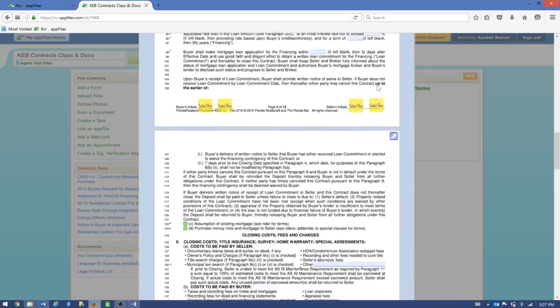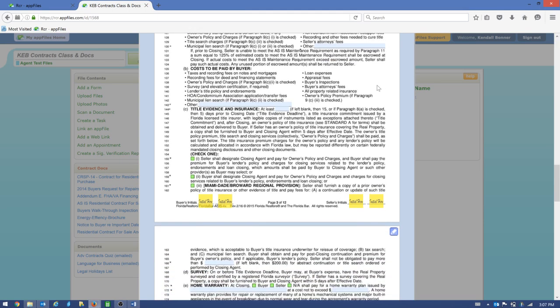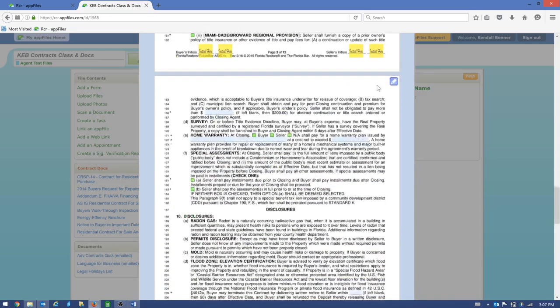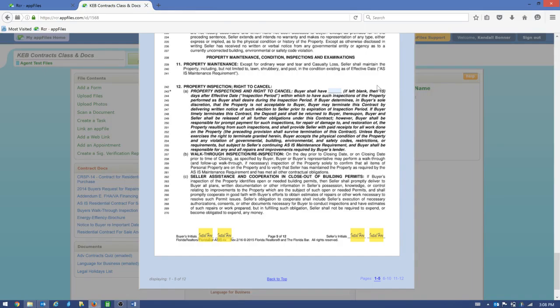Okay, so let's go to page 3, section 9. Actually, you know what? I usually start in 12. Let me go to 12. I think that'll be easier. So 12 is your inspection paragraph, okay?